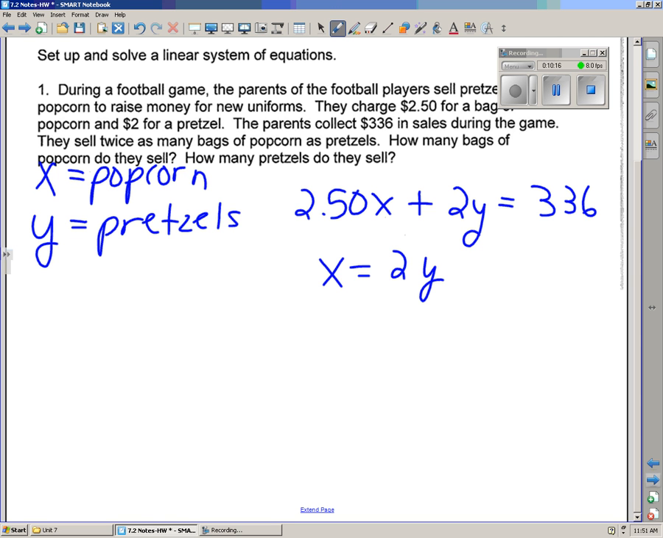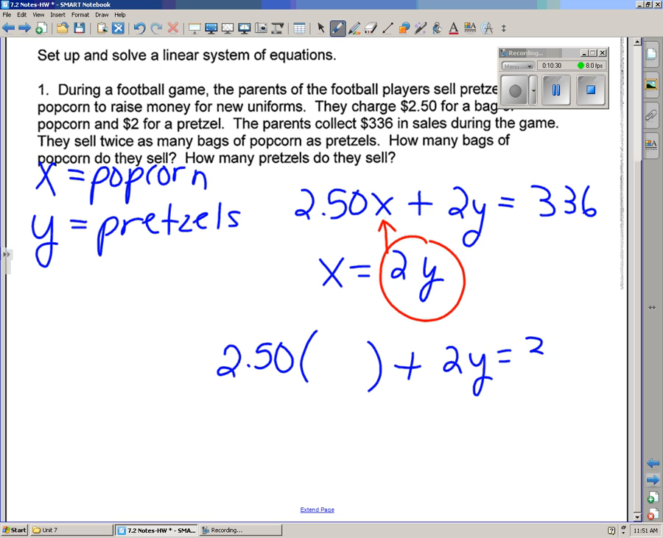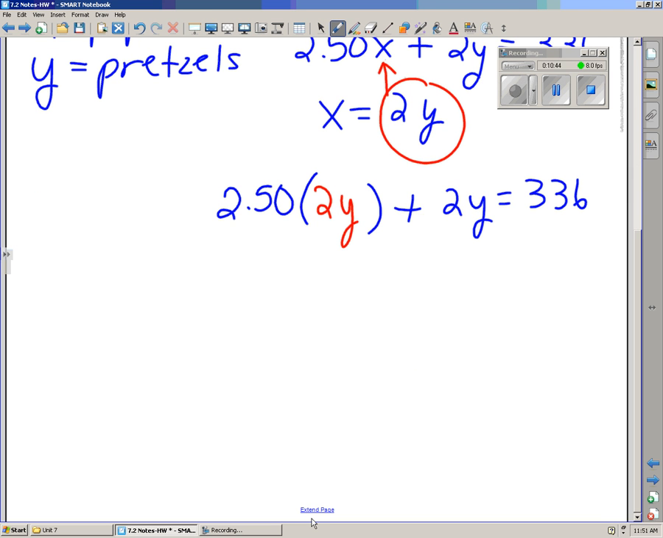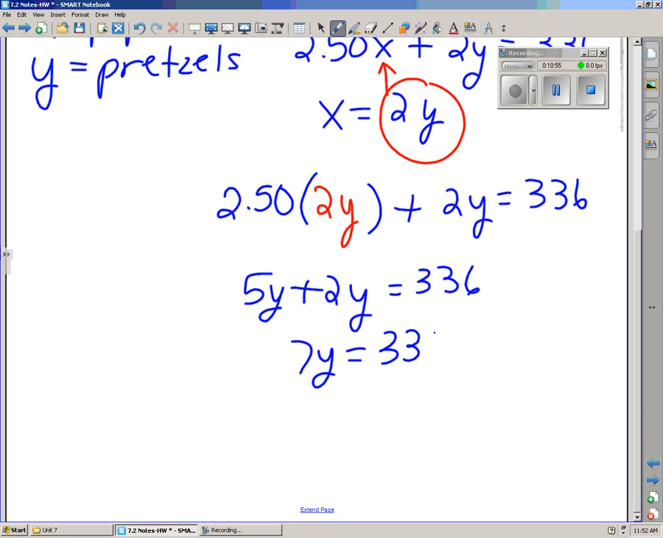Then what we need to do is solve this by substitution. Well, we know that x is the same as 2y, so we're going to substitute in 2y for wherever we see x. So it's 2.50x plus 2y equals 336. We're going to substitute in 2y for the x. Then when we multiply through, we get 2.50 times 2y is 5y plus 2y equals 336. 7y equals 336.